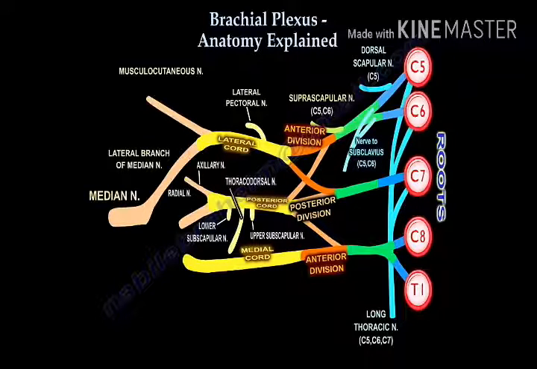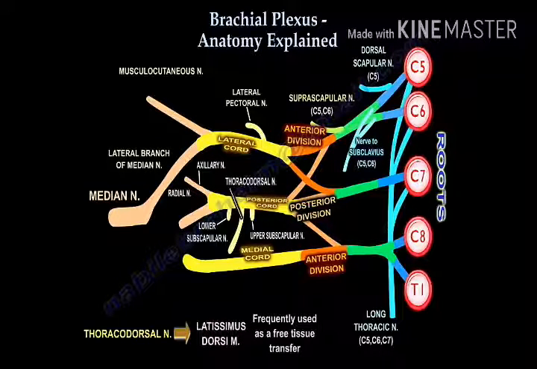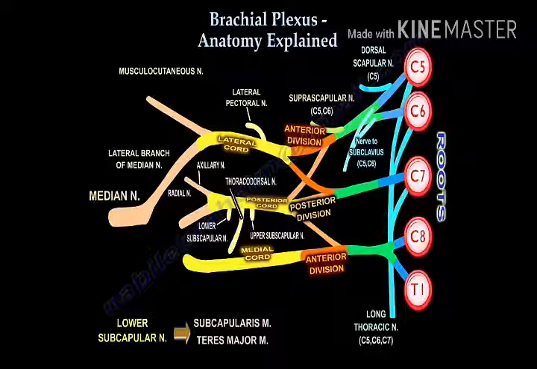The upper subscapular branch will supply the subscapularis muscle. The thoracodorsal nerve will supply the latissimus dorsi muscle, a muscle we frequently use as a free tissue transfer. And the lower subscapular nerve will supply the subscapularis muscle and also supply the teres major. The teres major is just below the subscapularis, so the lower subscapular nerve will feel sorry for the teres major muscle and will give it a branch.